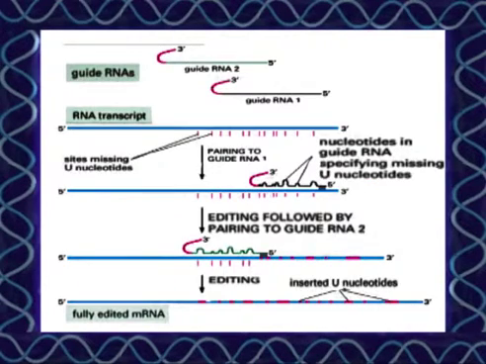The second mechanism is guide RNA directed insertion of uridine, in which many U's or uridines are inserted into the transcripts as found in the mitochondrial mRNA of trypanosomes. These insertions completely shift the reading frame and give rise to totally different proteins.